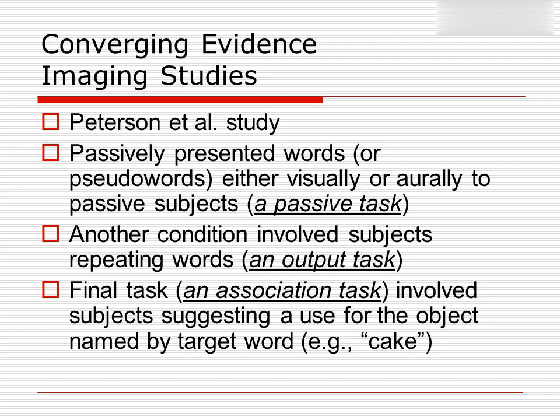Peterson et al. study. Subjects were passively presented words or pseudo-words, either visually or orally, a passive task. Another condition involved subjects repeating words, an output task. The final task, an association task, involved subjects suggesting a use for the object named by the target word, for example, cake.